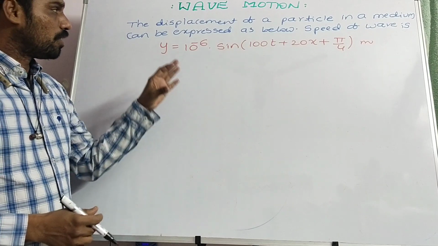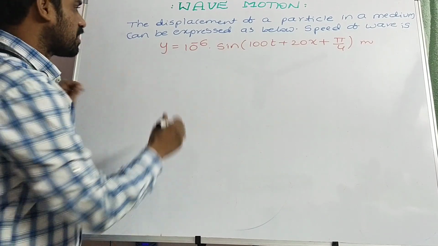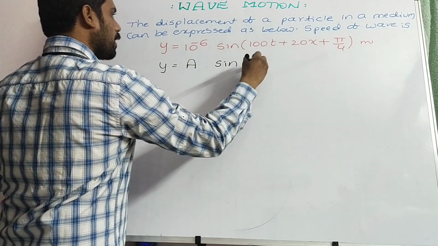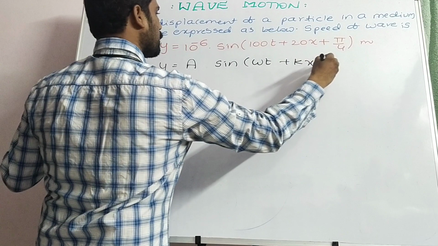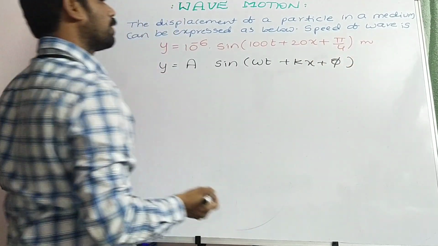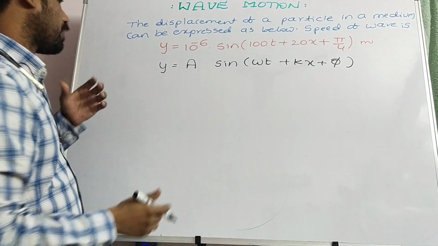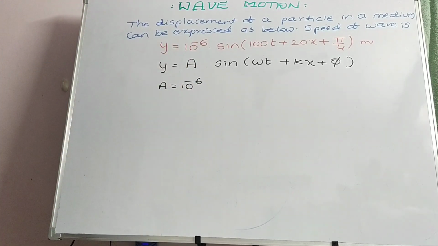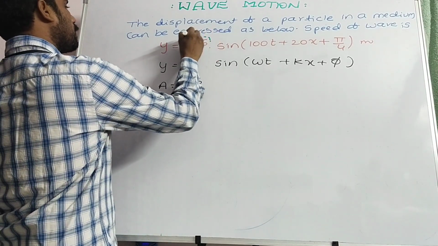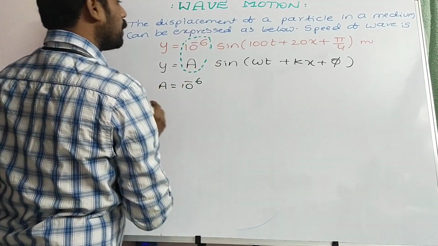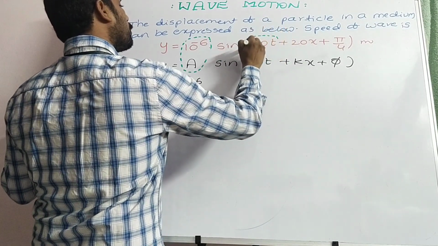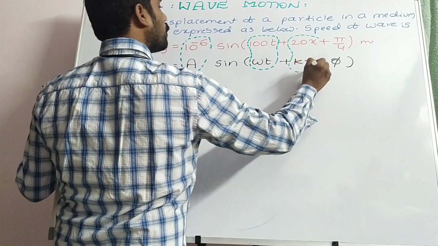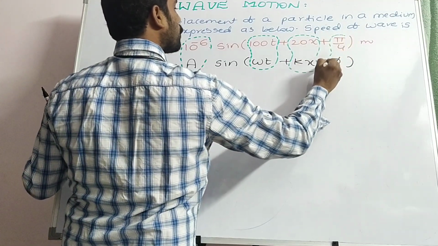See here, this looks like y is equal to a sine (omega t plus kx plus phi). Okay, that's the progressive wave. Now here amplitude a is equal to 10 power minus 6. Comparing these two, we get a is equal to 10 power minus 6, omega t is equal to 100t, 20x is equal to kx, phi is equal to pi by 4.